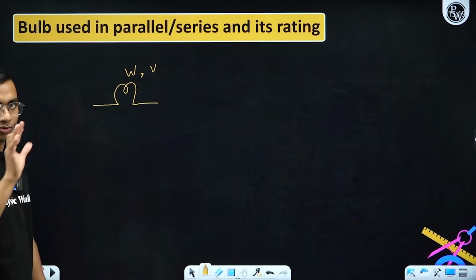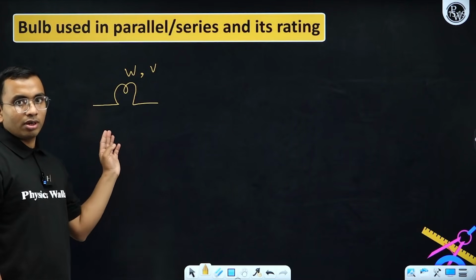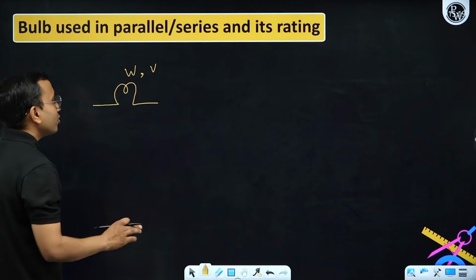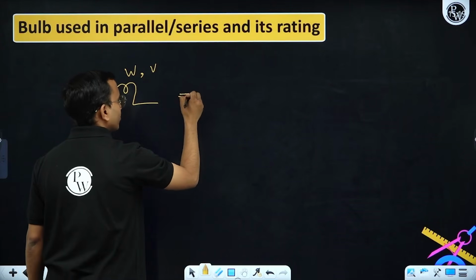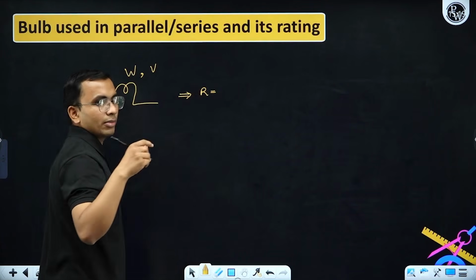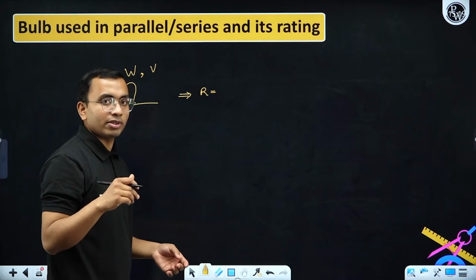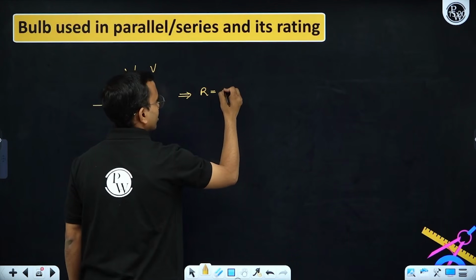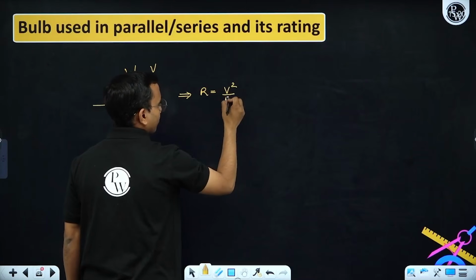Let us take this much volt, as we had in the question, 500 watt and 100 volt. So what you need to do is find the resistance from here. What is the resistance? You can find resistance by using power. So power is equal to V square by R, so resistance is V square by P.